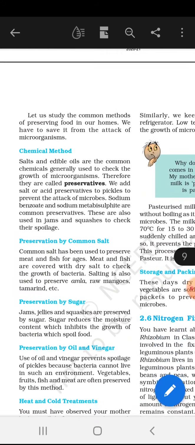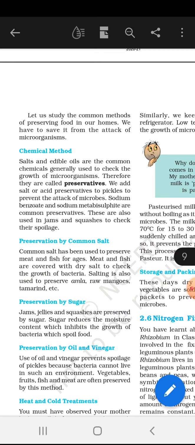The first method is the chemical method. Some salts or edible oils are the common chemicals that are used to check the growth of microorganisms. How is this possible? This is possible because we are using them as preservatives. We add salt and acid preservatives to pickles to prevent the attack of microbes. These can be sodium benzoate or sodium metaphosphate. They are the common preservatives. These are also used in jams and squashes that you can see.